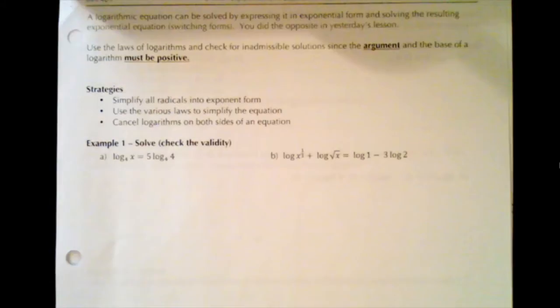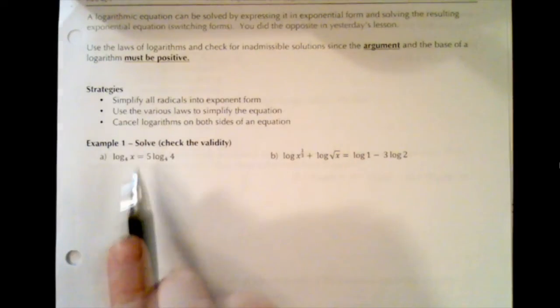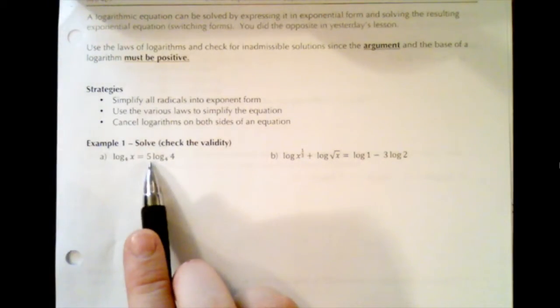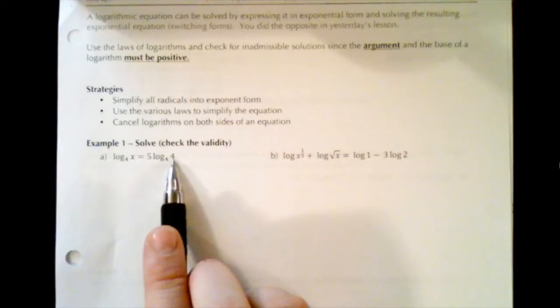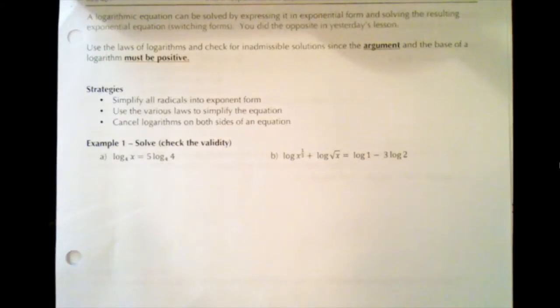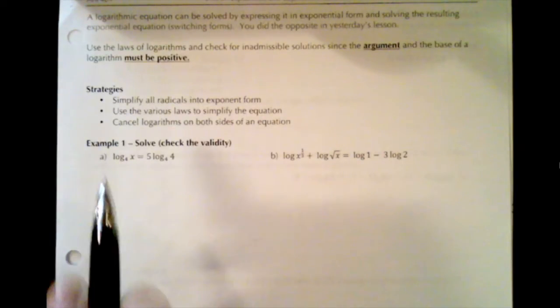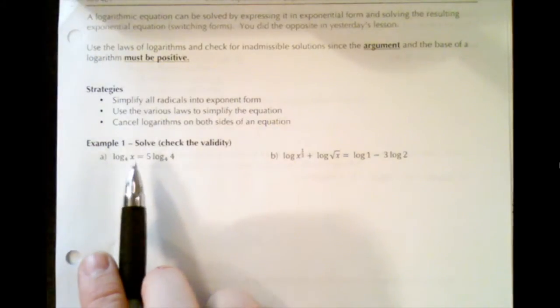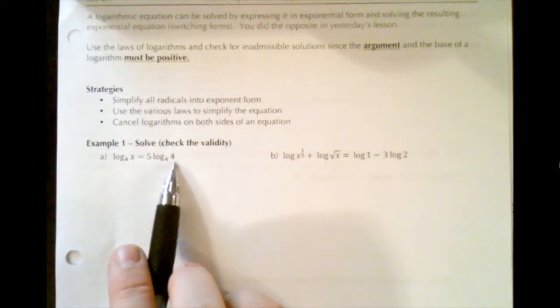So our first one is the log of x base 4 equal to 5 times the log of 4 base 4. So our goal is to isolate for x. So we want all of our logs with x on them on one side and all of our logs without the variable x on the other side. And we actually have that from the initial setup here. We have our log with x on one side and our log with numbers on the other side.